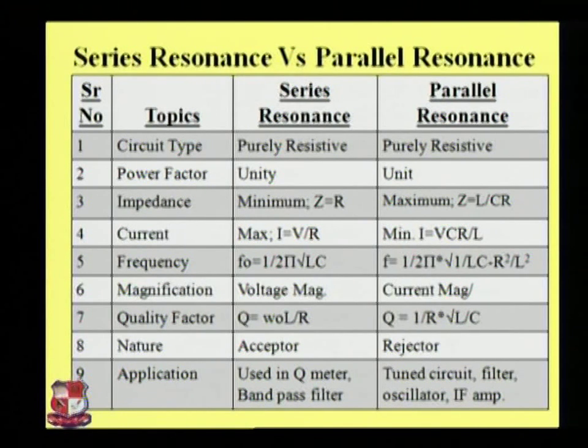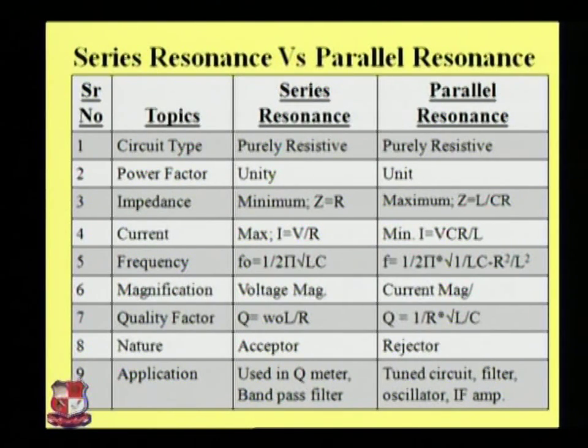Now the current flowing through the resonance circuit: in a series circuit the current is maximum, that is I equals V by R. If we want to find the value of current, we use the equation I equals V by R. And in a parallel resonance circuit, the current is minimum, that is I equals V CR by L. So the current in a series circuit is maximum, and in a parallel circuit is minimum, whereas the impedance in a series circuit is minimum and in a parallel circuit is maximum.